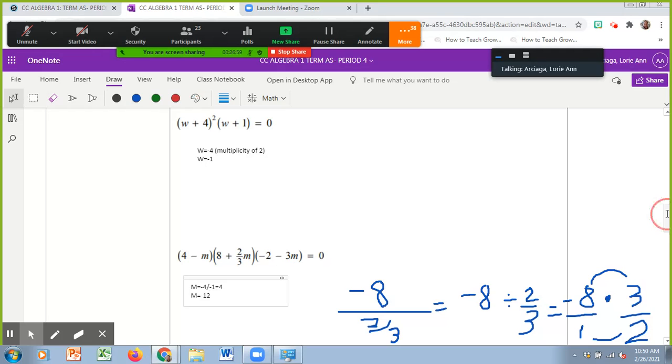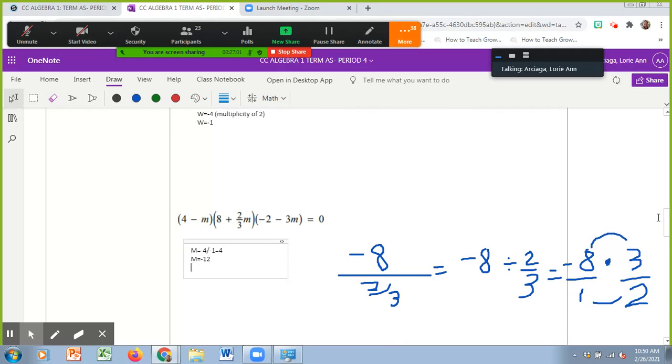Okay, let's try to find the last factor. This one. M again equals the opposite of the constant. So help me out with that. Opposite of the constant is 2 divided by what's the coefficient of m, meaning the number that comes with m? 3. Let's try that again.